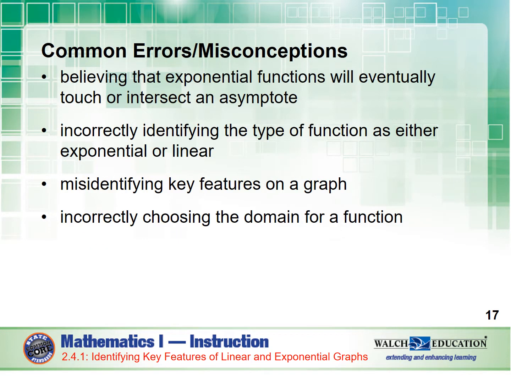Common errors: believing that exponential functions will eventually touch or intersect an asymptote. Asymptotes, I'll show you what that is in just a second, but it's something you'll really get into in Math 2. For this class, we're just going to know what it is, and that's it. Other errors: incorrectly identifying the type of function as either exponential or linear, misidentifying key features on a graph, and incorrectly choosing the domain for a function.